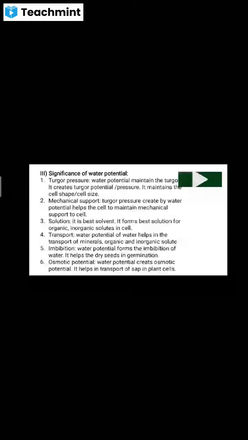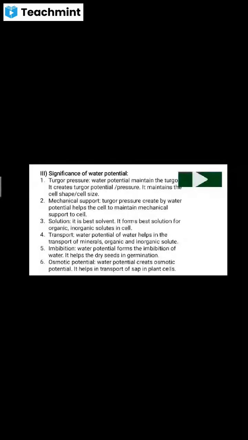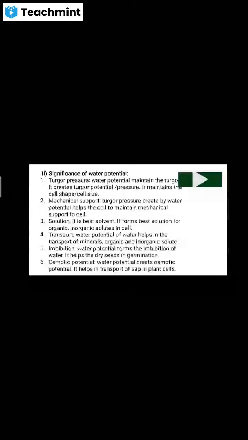Then the second significance of water potential is mechanical support. As you know, any plant requires mechanical support. Due to this turgor pressure, created by the water potential, they can maintain the mechanical support. Then the third significance is the solution.